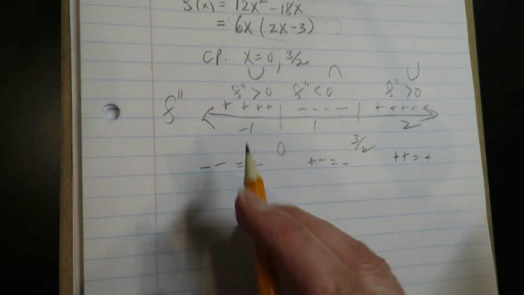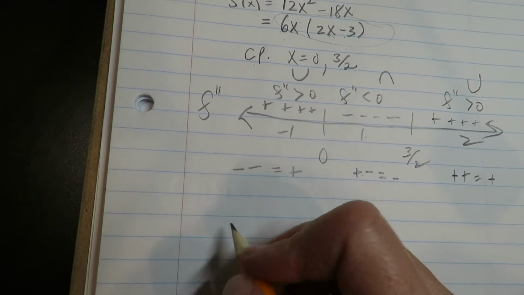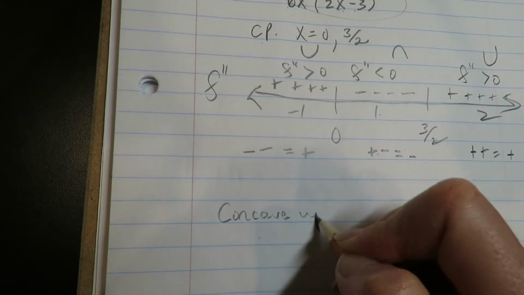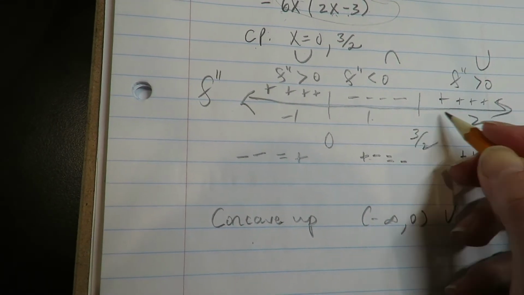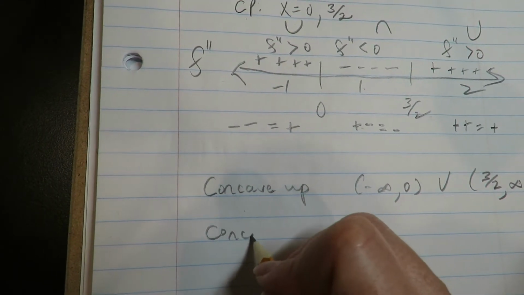Okay, so let me make sure I'm answering the way they want it. We just have to do concavity. So I'm just going to write it out in words. I found the critical points, and I'm just going to write down what the concavity is now. You're concave up on -infinity to 0 and 3/2 to infinity, and you're concave down.